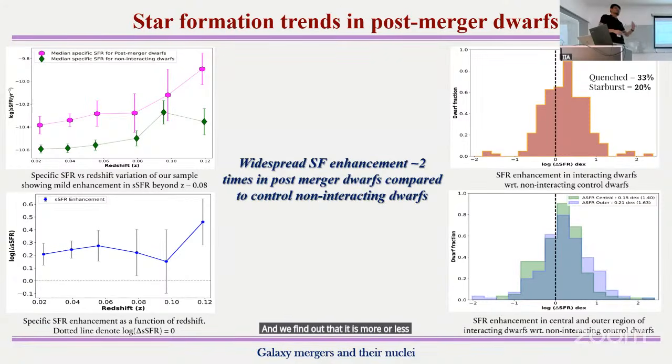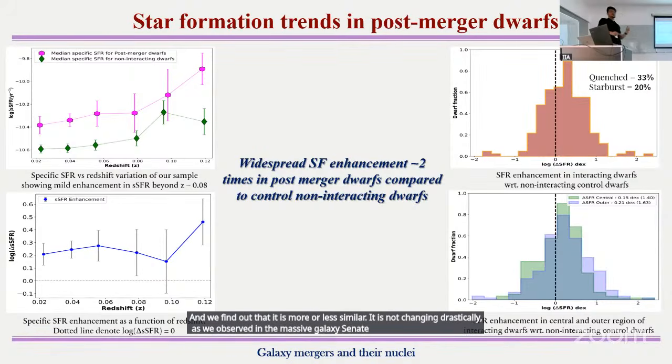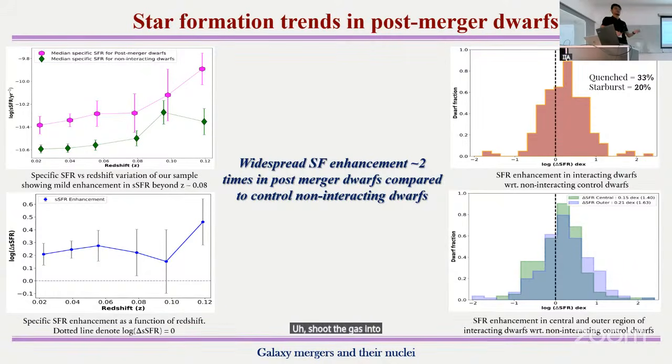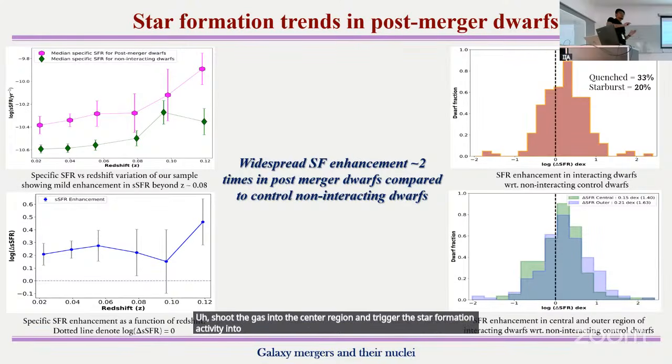It is not changing drastically as we observed in the massive galaxy scenario. So it suggests that these galaxies have a shallow gravitational potential profile. So it may not be able to funnel the gas into the central region and trigger star formation activity there, but the star formation is overall enhanced across the galaxy.